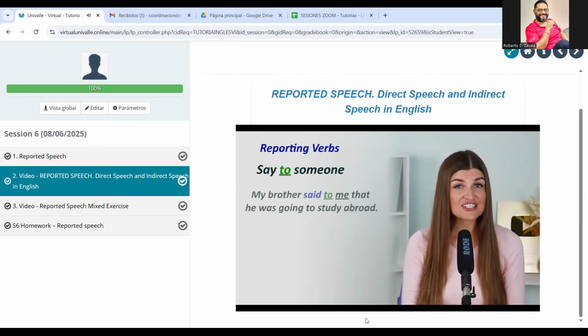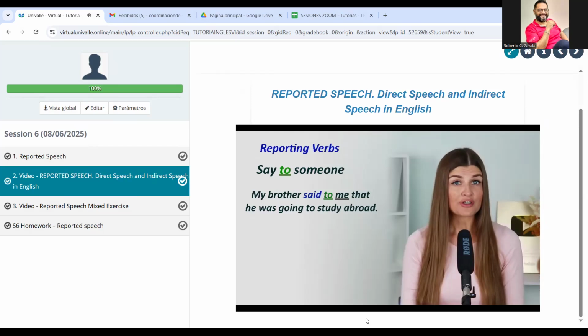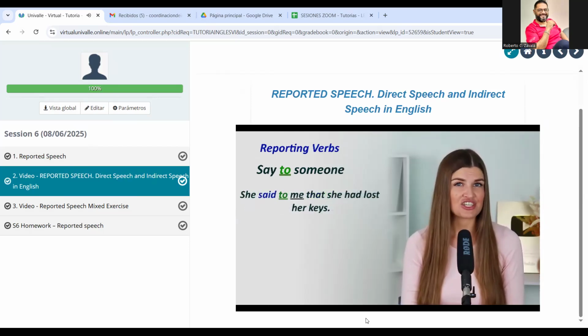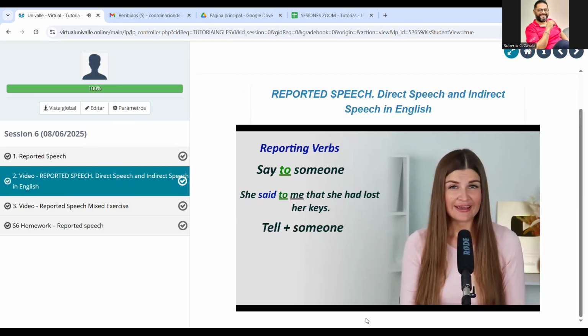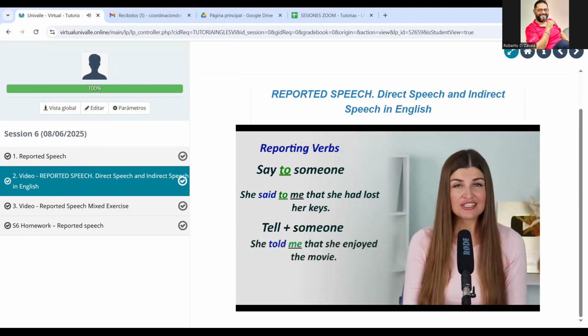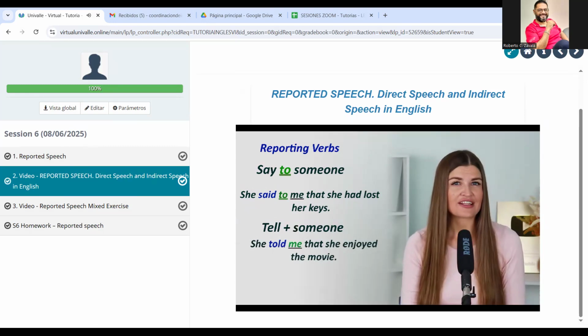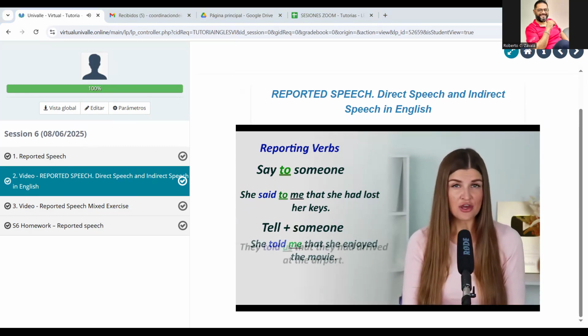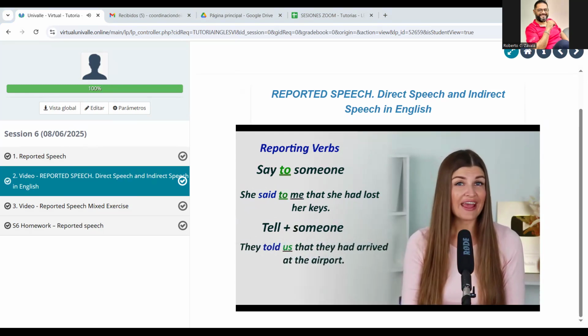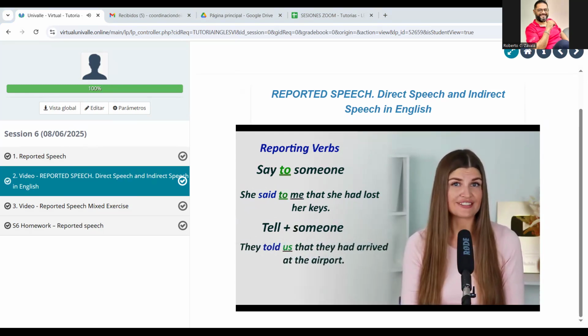My brother said to me that he was going to study abroad. Or she said to me that she had lost her keys. When we use tell, we must always remember to mention the person we're reporting to. We use the structure tell plus who we're reporting to. She told me that she enjoyed the movie. They told us that they had arrived at the airport.